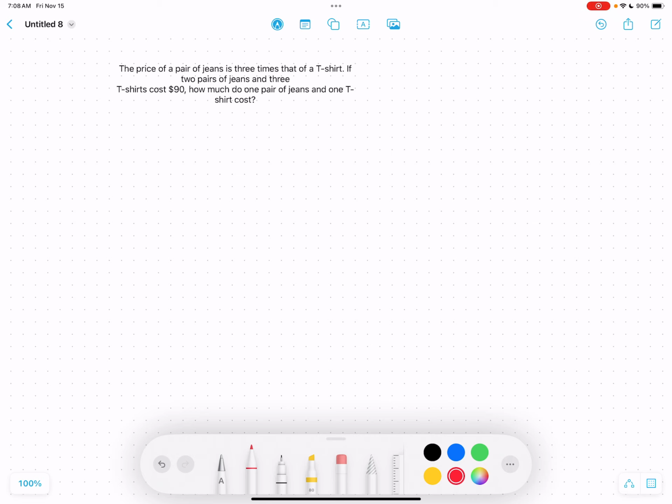So the price, and I always like to read it and I reread it. The last thing I want to do is leave something blank. Do not leave anything blank on a quiz or a test. Believe it or not, I really do want you to pass. And if you give me something to work with, I will give you at least part points. Some points are better than nothing. The price of a pair of jeans is 3 times that of a t-shirt. If 2 pairs of jeans and 3 t-shirts cost $90, how much do 1 pair of jeans and 1 t-shirt cost?